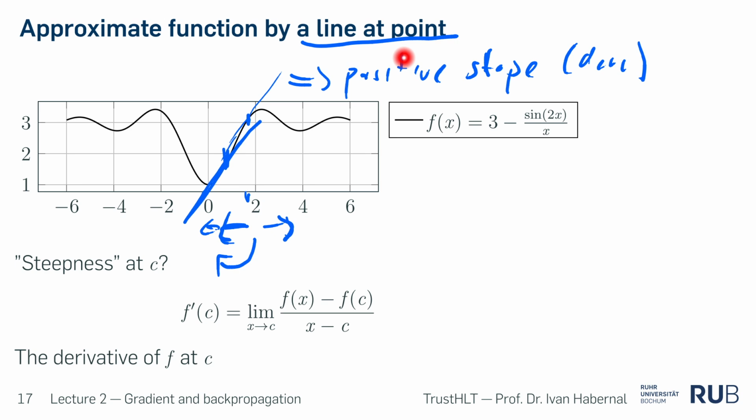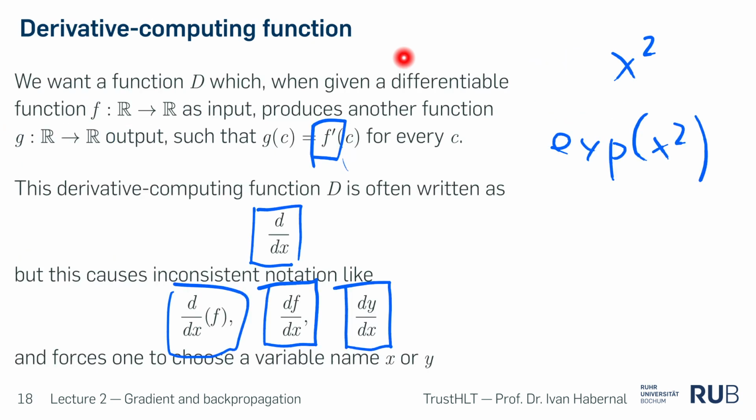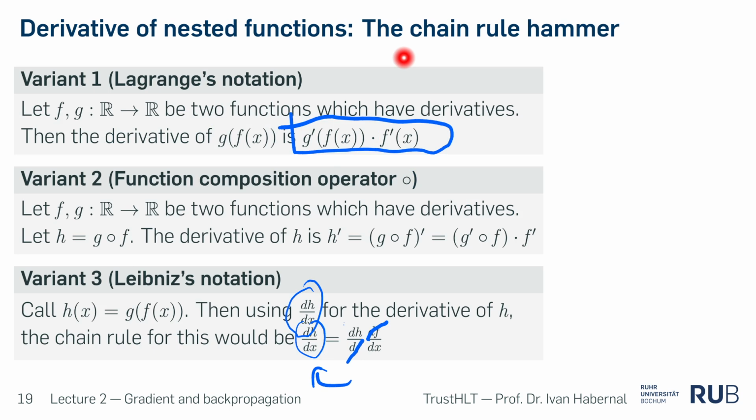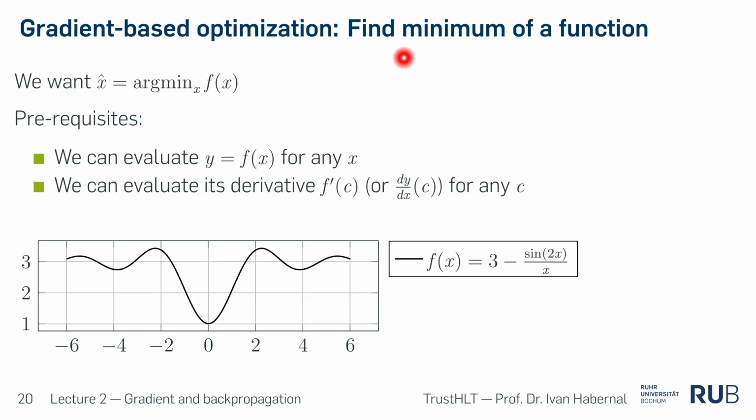So, let's get to the algorithm, and then maybe you can tell me if it's any clearer. Again, what we want is to find such a value of x that the function is minimum. So we call it argmin, minimizing with respect to x. What we need is to be able to evaluate the function and its derivative for any point.